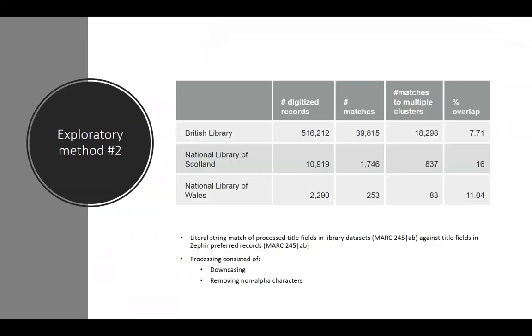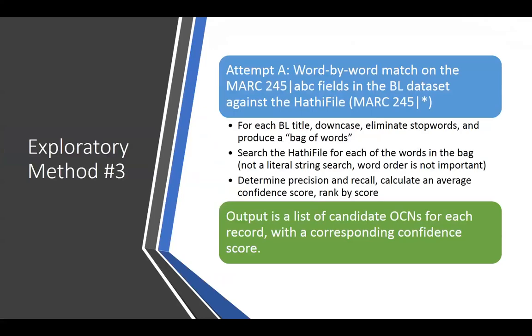So we moved on to doing a bit of processing. So effectively doing the downcasing, as I referred to, and also removing non-alphanumeric characters. And we can see here that this was a bit more successful. We saw a 16% overlap with the digitized records in the National Library of Scotland collection. We saw an 11% overlap with the National Library of Wales. So we're starting to get a sense that we're moving towards a solution, perhaps not a solution. And I should say by the end, we still haven't reached a solution, but we have some findings and proposals.